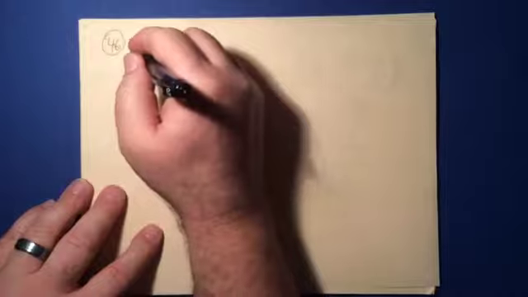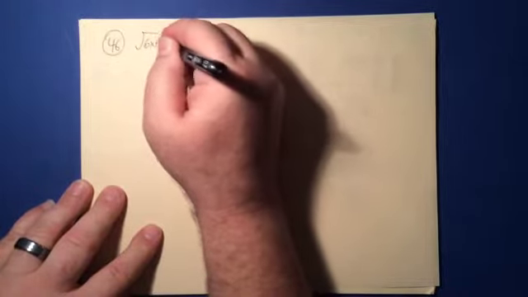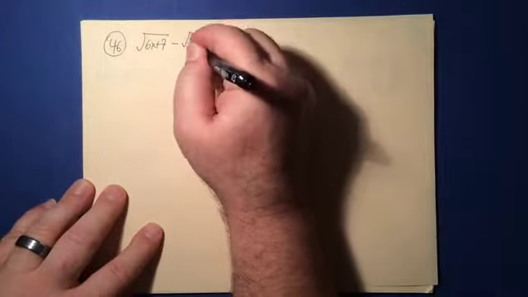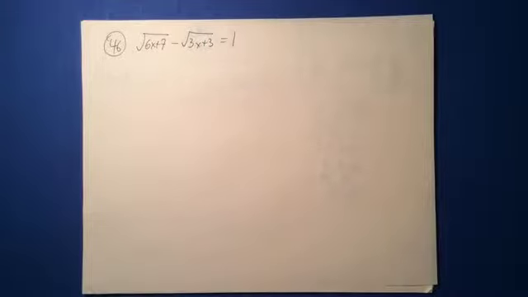So in question 46, we have the square root of 6x plus 7 minus the square root of 3x plus 3 equals 1. So the last thing you want to do with a question like this is to try to square two different radical terms with binomials under each. It's crazy. We're going to go ahead and move one of the radicals to the other side and then square everything.